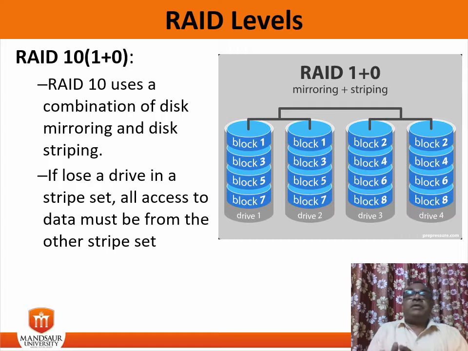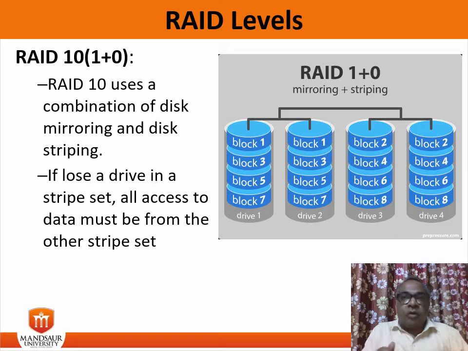Today's topic is in the RAID levels, that is RAID 10, that is 1 plus 0. So RAID 1 plus 0, which is also called RAID 10, uses a combination of disk mirroring and disk striping. Both, that is RAID 1 and RAID 0. So it is a combination of both techniques.